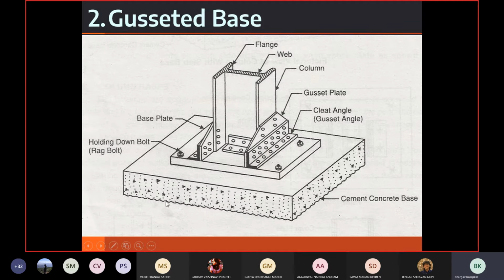So if you just want to look at a structural detail, this is an I section with flange and web. These are the web cleats, just to make sure that the column does not dislocate. Then this is our gusset plate. This is our angle section. And these are our anchor bolts, base plate, and concrete base.